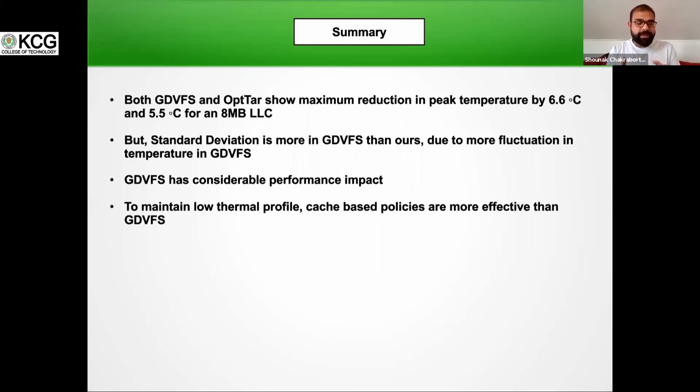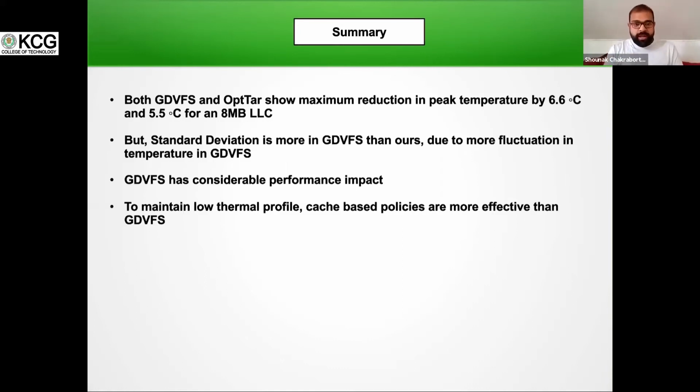Because you cannot keep the cores for a longer time in lower voltage or frequency settings, because you need to come up with higher values to maintain the performance, right? And additionally, GDVFS has some considerable impact on the performance. And to maintain a lower thermal profile, cache-based policies are more effective than GDVFS, especially in terms of stability, right?